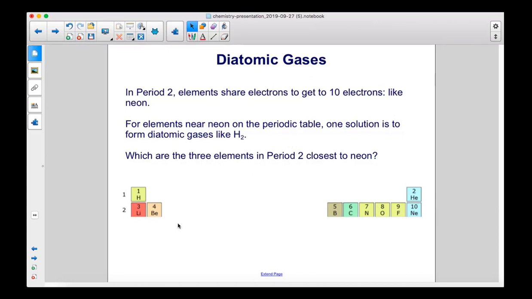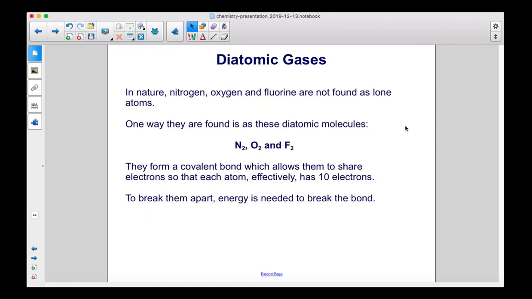Which are the 3 elements in period 2 closest to neon? In nature, nitrogen, oxygen, and fluorine are not found as lone atoms. One way they are found is as these diatomic molecules, N2, O2, and F2. They form a covalent bond which allows them to share electrons so that each atom effectively has 10 electrons. To break them apart, energy is needed to break the bond.